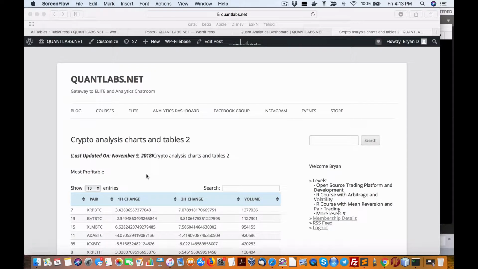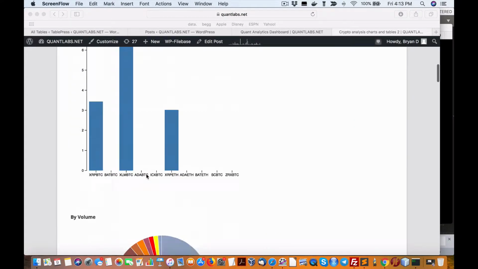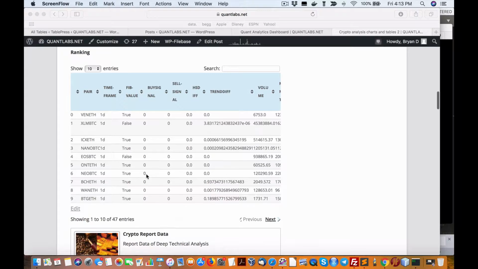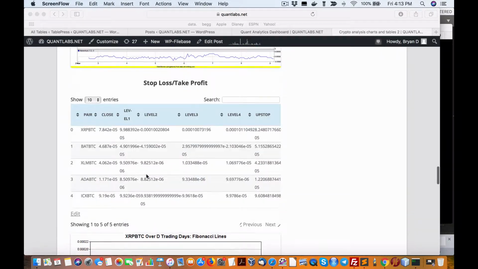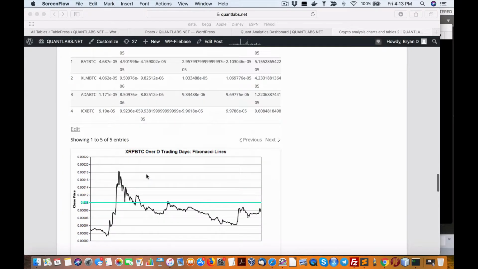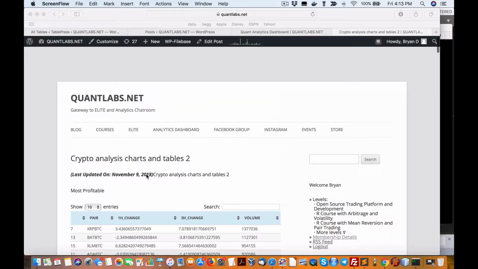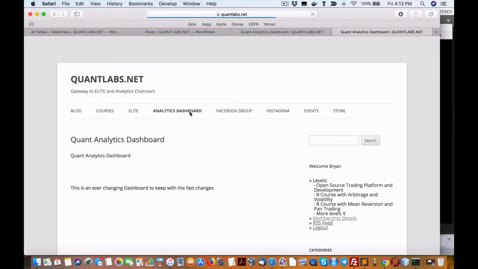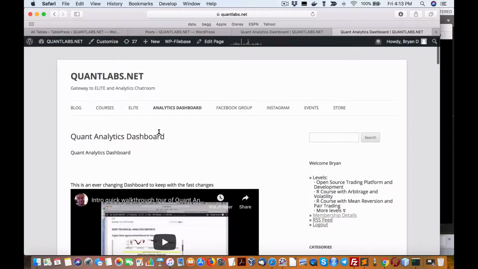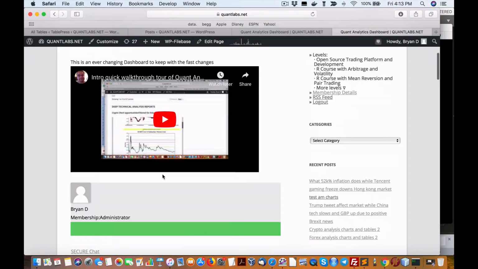Gonna leave it where I left off from my previous video. Here's the crypto. I went over the new stuff on these Fibonacci levels for stop loss, take profit. So I'm going to go back into my analytics dashboard here, and I'm going to take you into the new charts for stop loss for bid and ask spread cost.